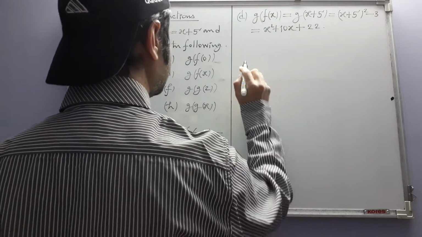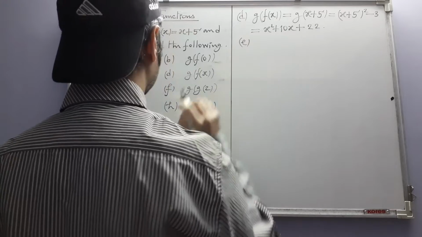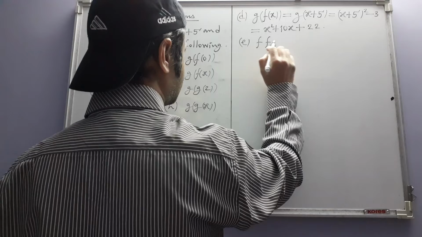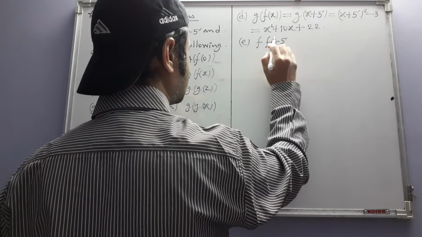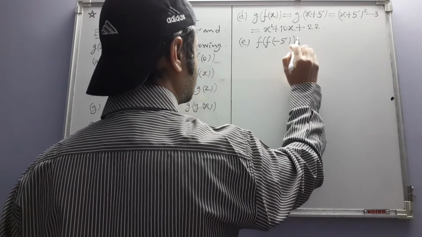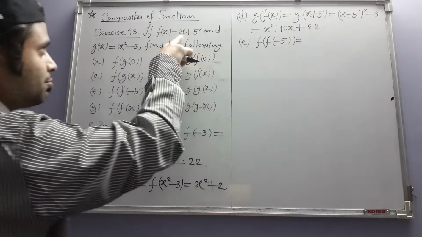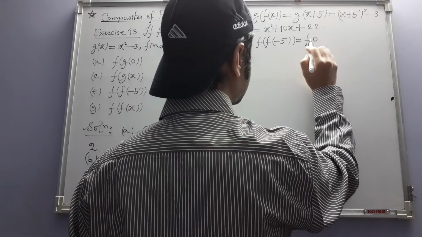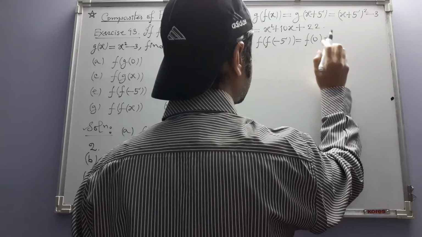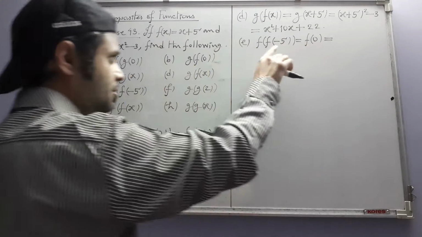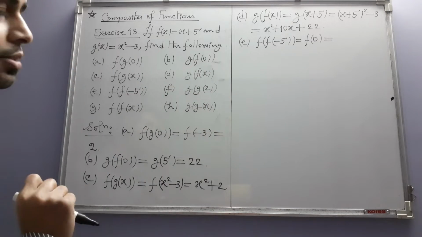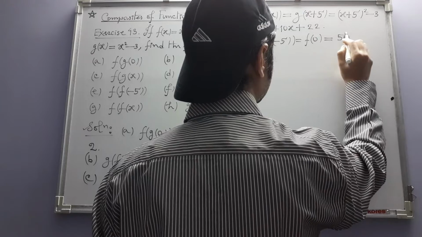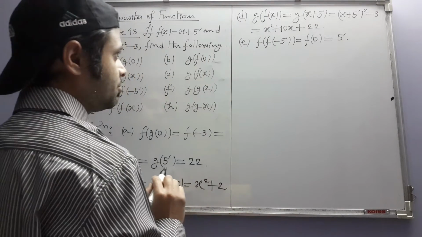Then E, f of f of minus 5. F of minus 5 is 0. So this 0 is the inner f of minus 5, and f of 0 is 5. So f of f of minus 5 is 5.